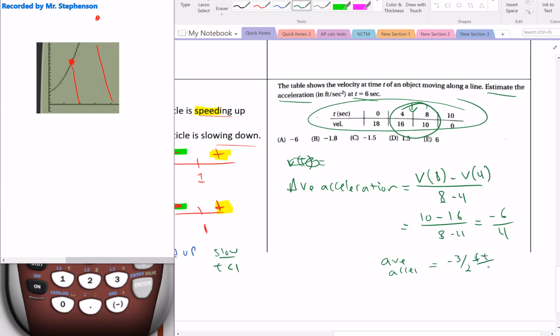Again, the units look like this. The average acceleration is this, which is the only estimate I can provide using this table of values. And you don't see that specific answer, but it's equivalent to negative 1.5 on there.